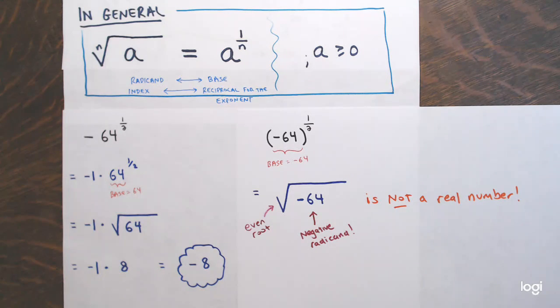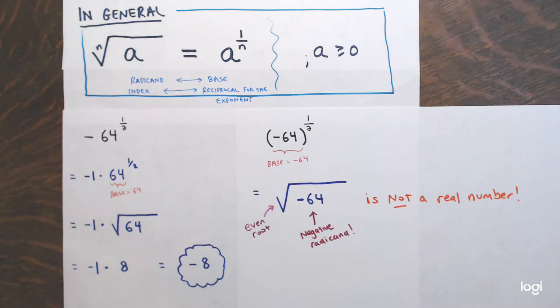Now, in a future video, we will talk about some non-real numbers and the set of imaginary numbers, and be able to talk about how else to express the square root of -64 here. But for right now, with the information I have, I'm going to simply say this is not a real number.